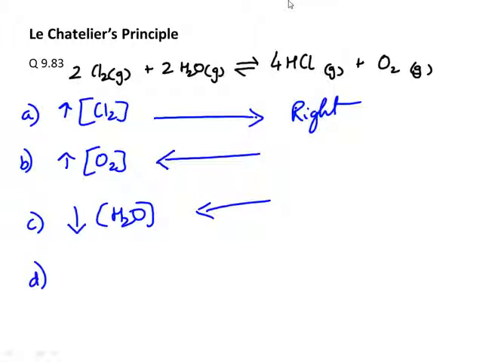D, decreasing HCl concentration. HCl is in the products. If you decrease its concentration, the equilibrium will shift towards the right in order to make more of it and once again to balance that out. Okay.